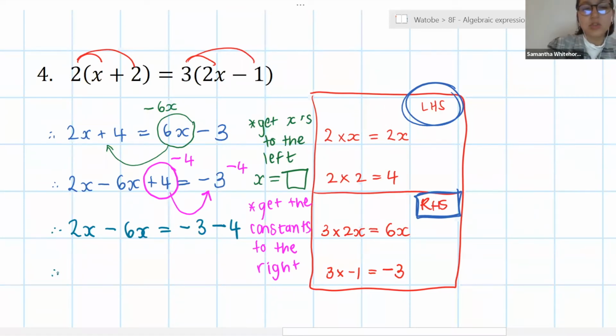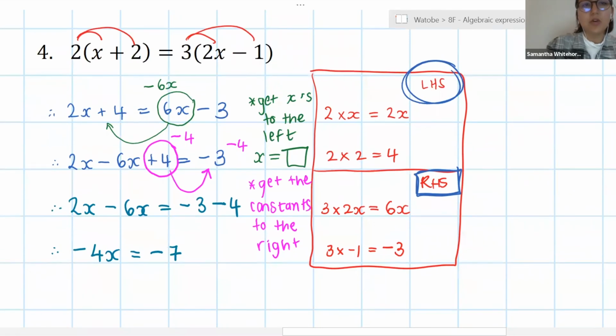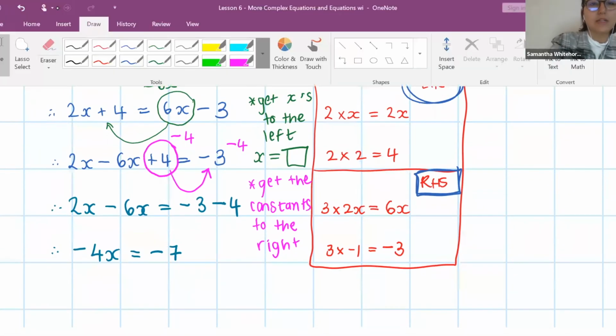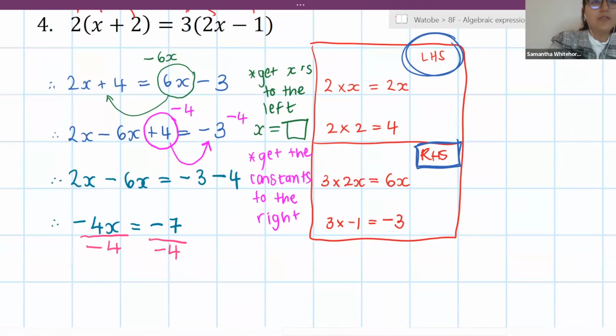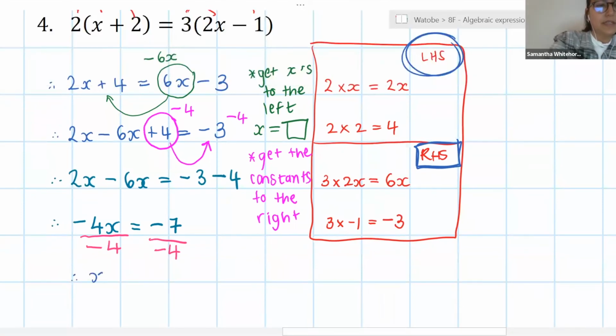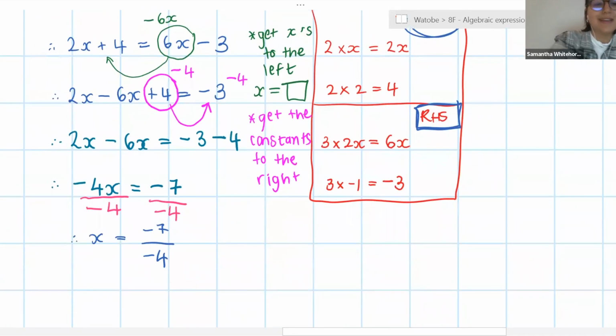So you can add them, or you can subtract them. 2x minus 6x is a negative 4x, and the minus 3 minus 4 is minus 7. We then know that we want to get x alone. So what I now need to do is divide both sides by a negative 4. I don't want the negative there, so it must be divided as well. And so what I have is x is equal to negative 7 divided by negative 4. Now remember, when we've got a negative divided by a negative, we actually have a positive. So that would be positive 7 over 4.